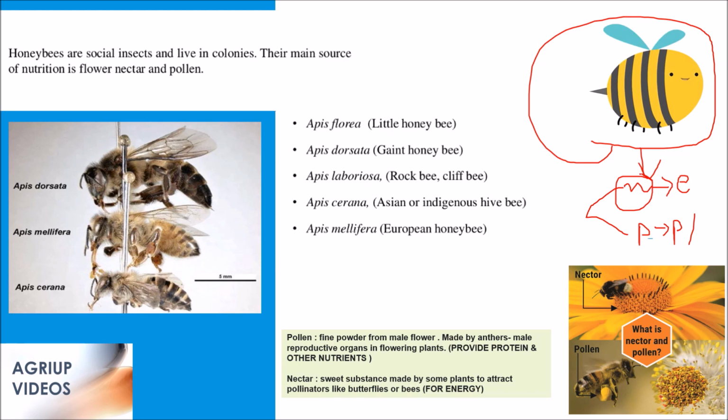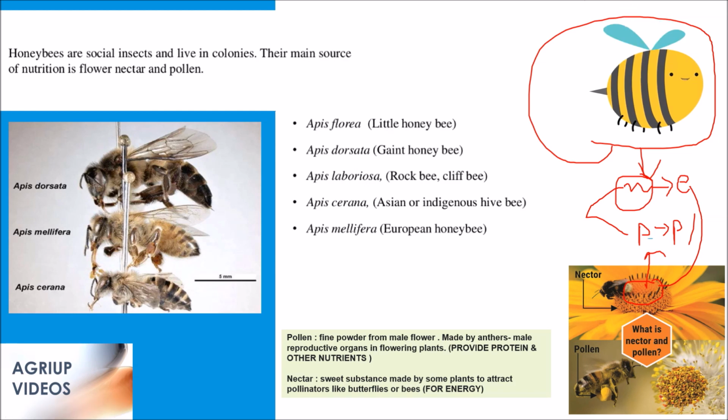Nectar is generally a very important sweet substance which is produced by some of the flowers to attract pollinators like butterflies, like bees. So that nectar, which is a very important source of energy, is taken by the bees as a very important source for their nutrition as well. Talking about pollen, it is a very important fine powder which comes from the anther of a male flower, made by the male reproductive organ in a flowering plant. It is very important in giving them protein.